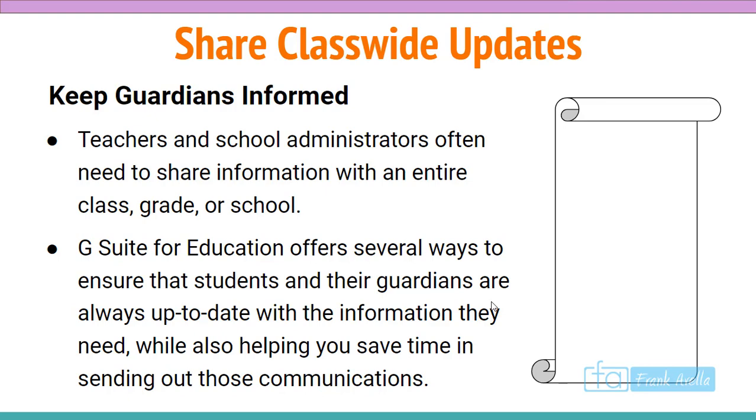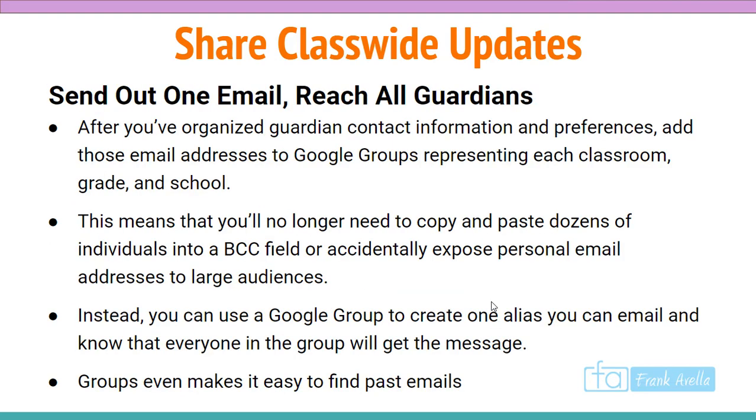So let's keep going. All right, so send out one email, reach all guardians. You don't want to send out an email to all guardians individually. You want to send out one email, reach everybody. After you've organized guardian contact information and preferences, add those email addresses to Google Groups representing each classroom. So you don't want to have to email everybody. You create a Google group. Google Groups was covered in Fundamental Trainings, Unit 1.